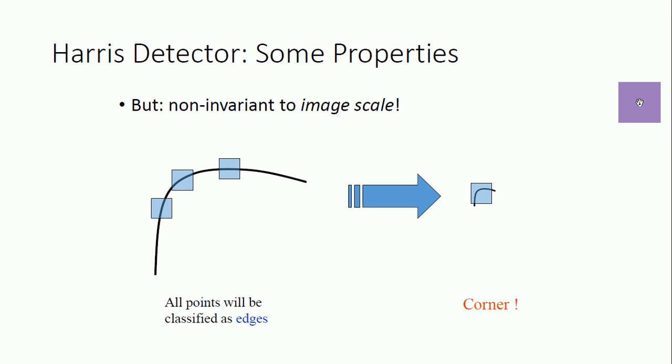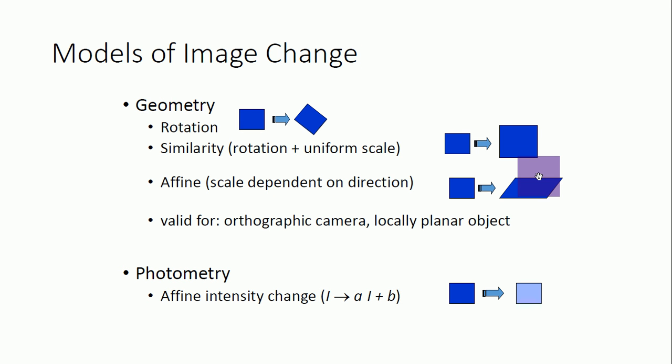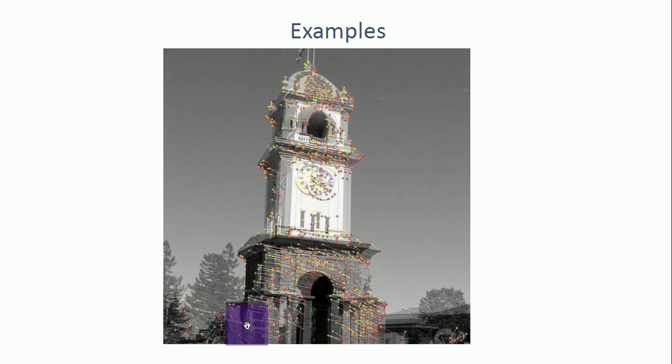All the points will be classified as edges like this. Geometric: rotation, symmetric rotations plus uniform scale. Affine: scale depends on the directions, valid for an orthographic camera and locally planar object. Then photometric: affine intensity change like this. Thank you.